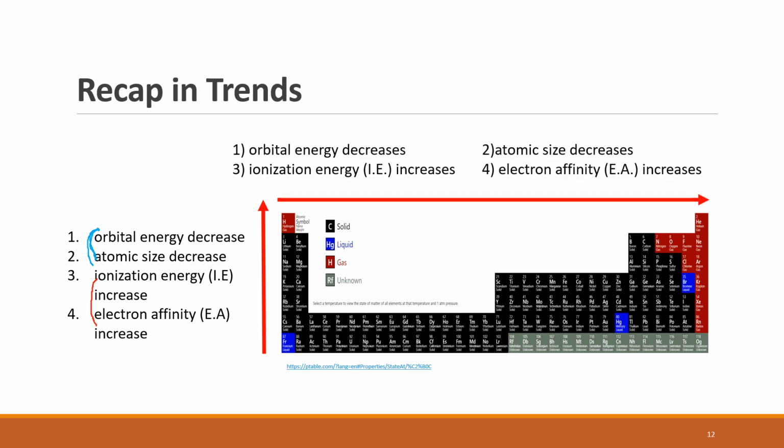Now as we go across a group, let's see what happens. As we go across a group, once again, orbital energy and atomic size are following the same trend, and they are decreasing. So we see the smallest atoms with the lowest orbital energies in this upper right-hand corner of the periodic table. Now the ionization energy and the electron affinity follow the same trend, and they're going to be increasing as we go across.